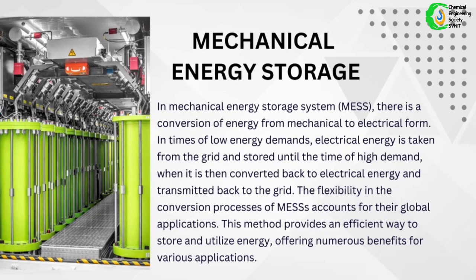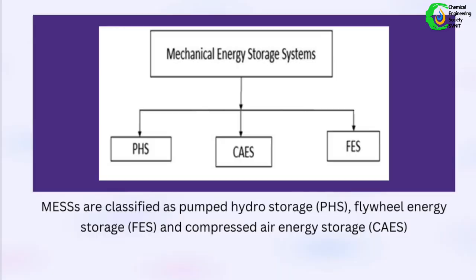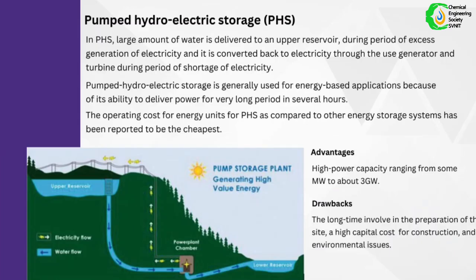Mechanical energy storage system. In this system, there is a conversion of energy from mechanical to electrical form. In times of low electricity demand, the electrical energy is taken from the grid and stored in the mechanical form. And when the demand is high, the energy is then converted back to electrical energy and transmitted back to the grid. This system is classified into 3 types: pumped hydro storage system, flywheel energy storage system, and compressed air energy storage system.